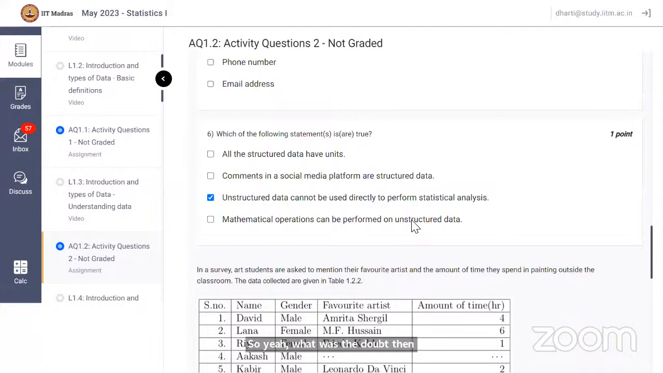Ma'am, actually that first option, all the structured data have units. Like you said, blood group has no unit. So how will blood group be structured data? Because when you have a column as blood group, you will not have C, D, E, F. Whatever you have, there will be A positive, B positive, AB positive. There are some categories, and you have to put things from those categories only. You can't have random things there. That's why it's structured data. Okay, understood. Thank you.